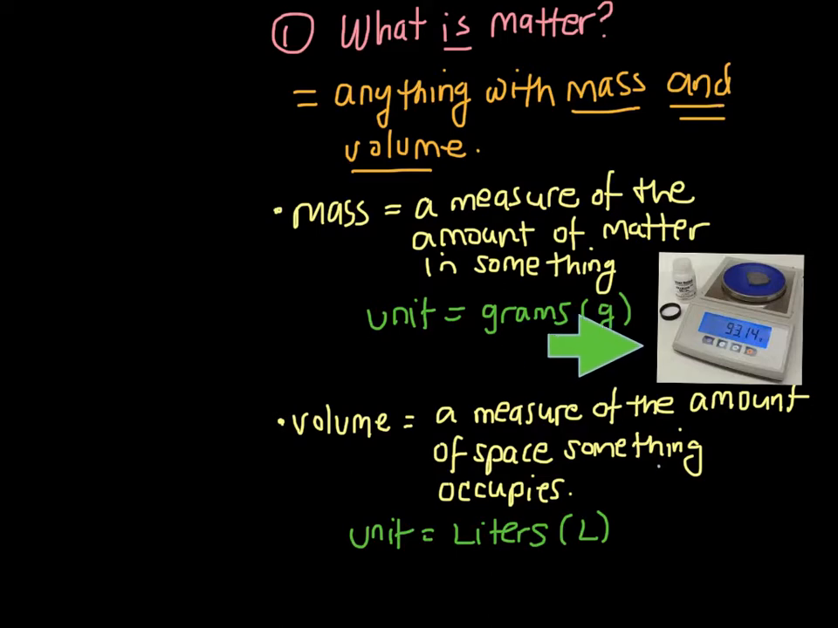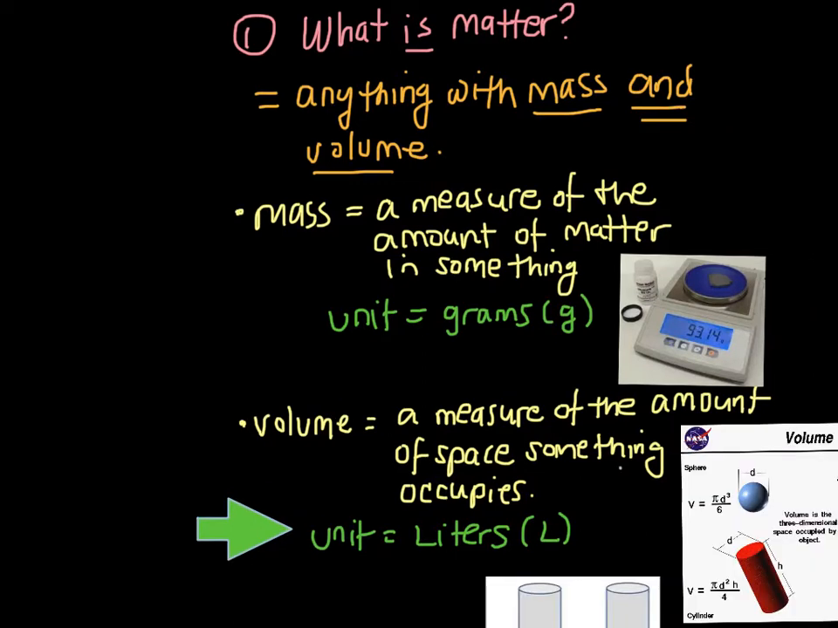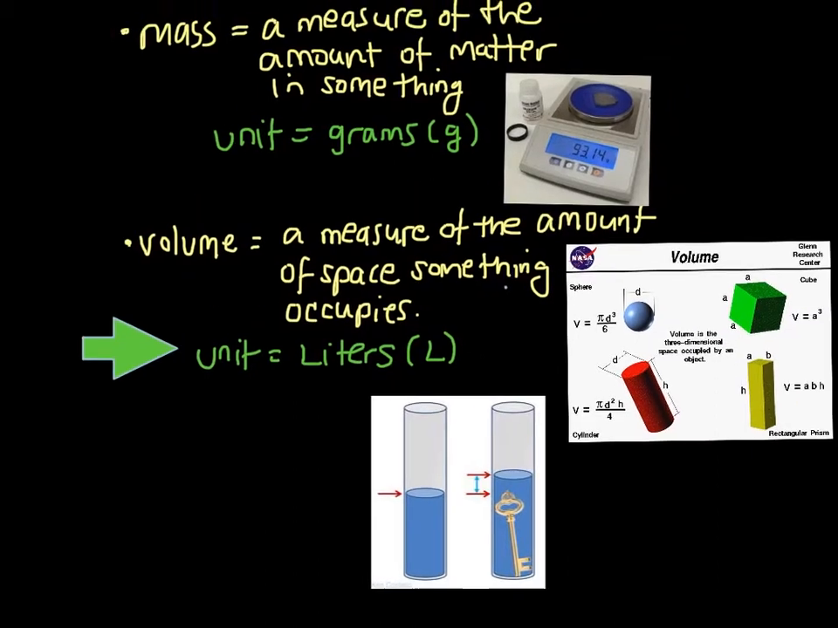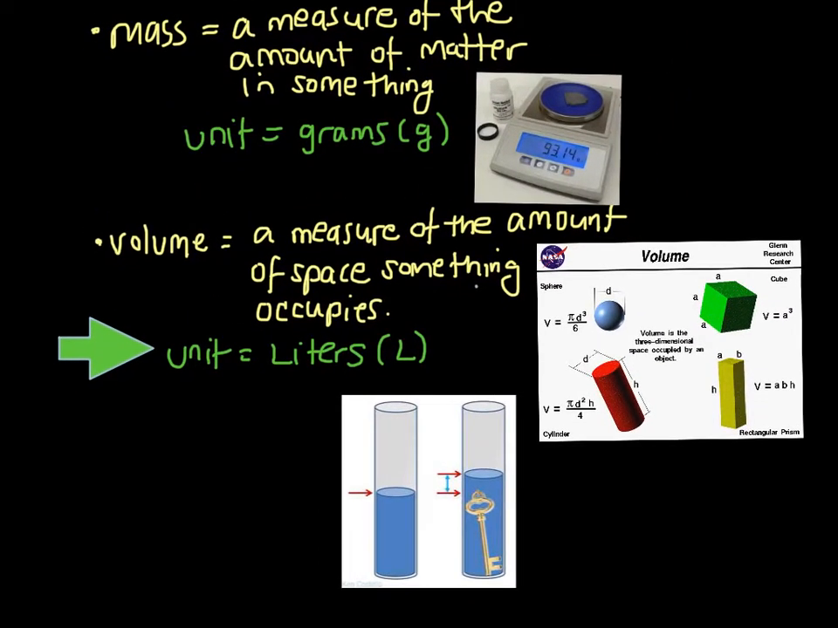And you can measure the mass of something on a scale. Volume is a measure of the amount of space that something occupies, and its unit is liters. You can measure the volume of something if it's a regular object that has dimensions. You can measure the dimensions and calculate the volume. Or if it's an irregular object, you can put it in water and measure its water displacement.